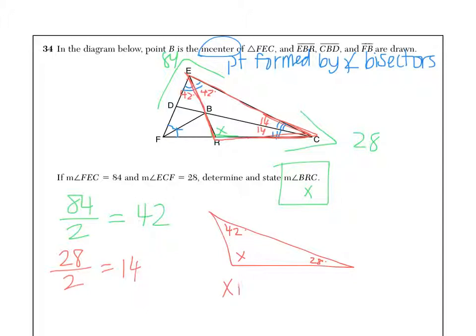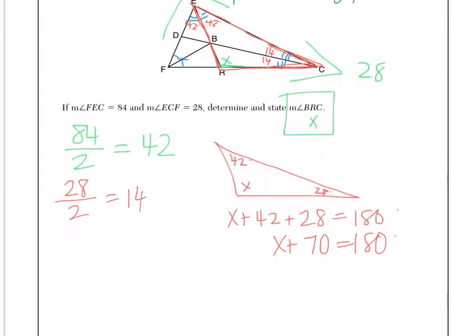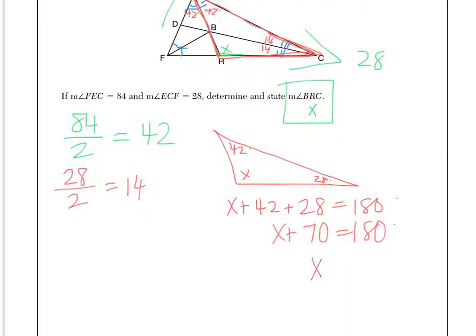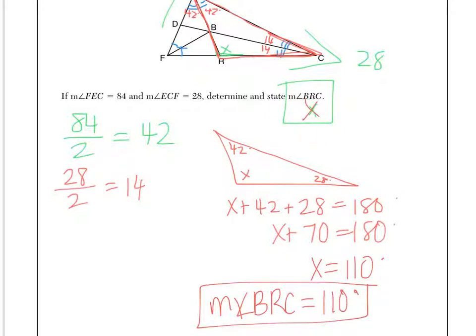So now we have X plus 42 plus 28 equals 180. 3 angles in a triangle always sum to 180. So we have X plus 42 and 28 sum to 70 equals 180. So then when we subtract 70, we get X equals 110. So our final answer should be measure of angle BRC equals 110. Because again, we chose to call it X originally.